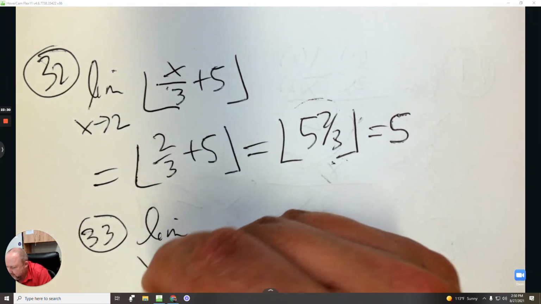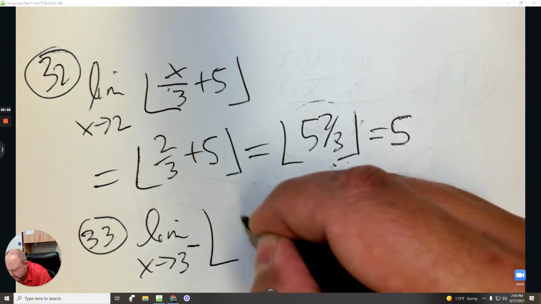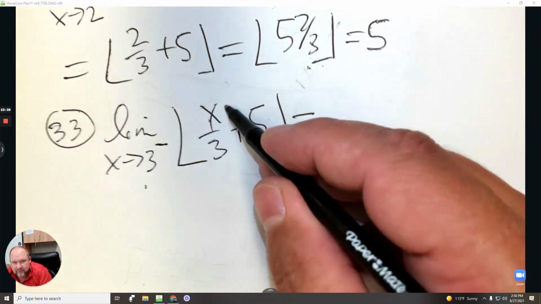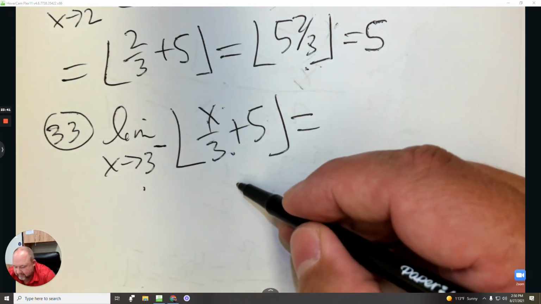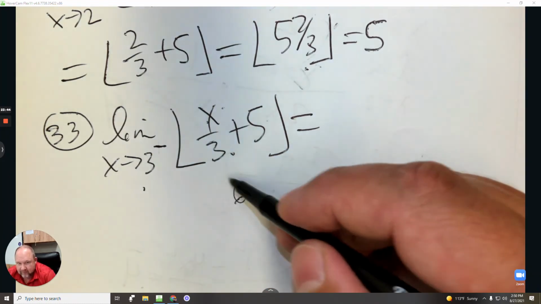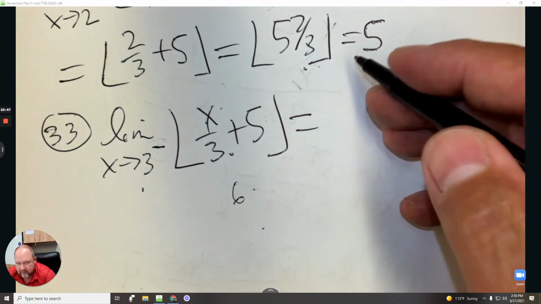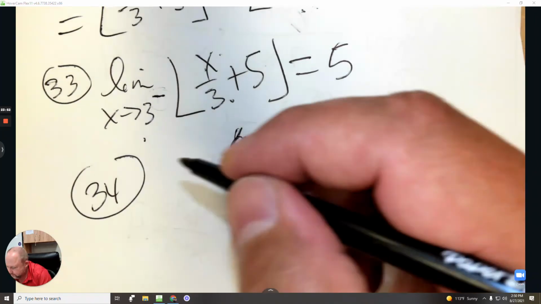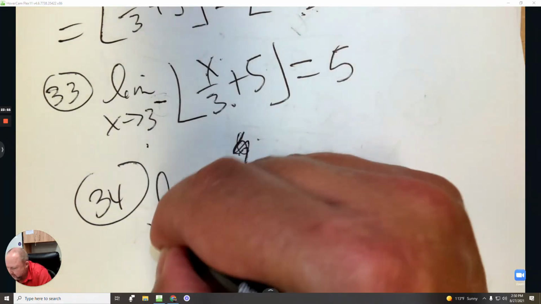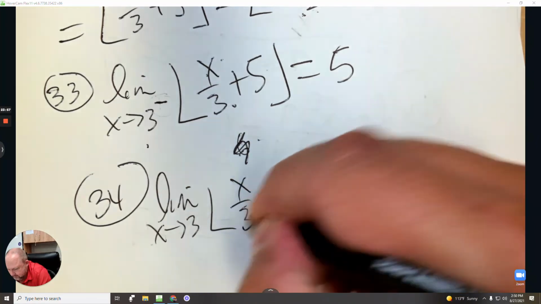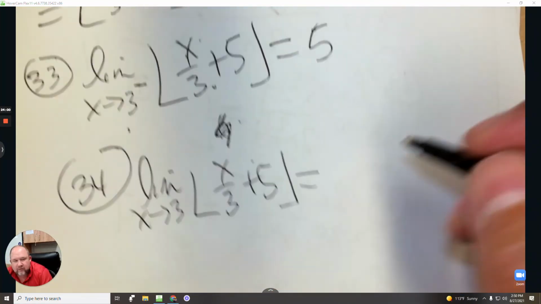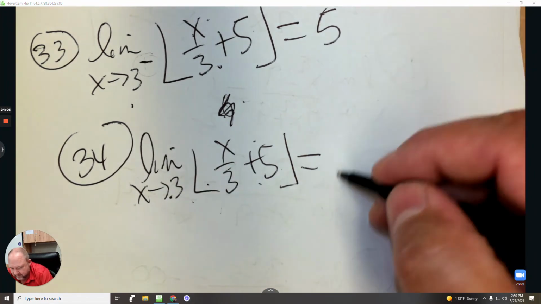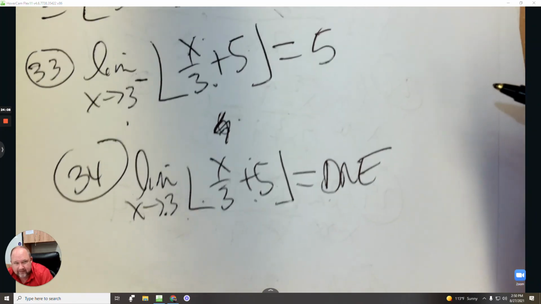The limit as x approaches 3 from the left. If I plug in 3, I get 3 divided by 3. That's 1 plus 5. 6 would be to the right. So when it's to the left, you have to go down one step. So this answer is 5. 34. The limit as x approaches 3, and it's a two-sided limit. When I plug in 3, I get an integer answer. So at 3, there's a jump, and the limit doesn't exist at a jump unless it's one-sided.